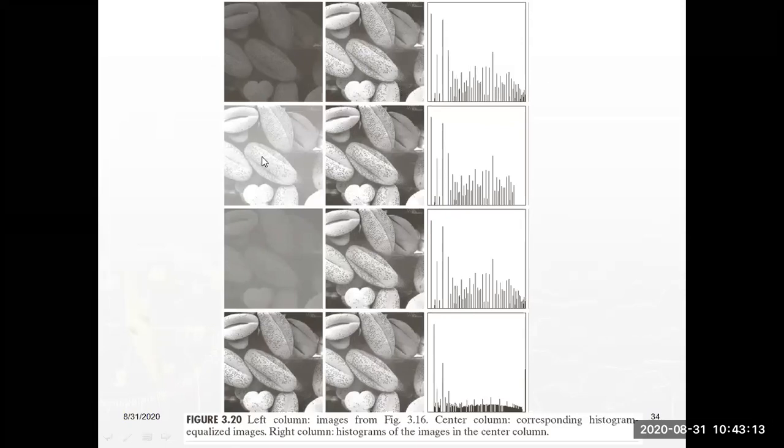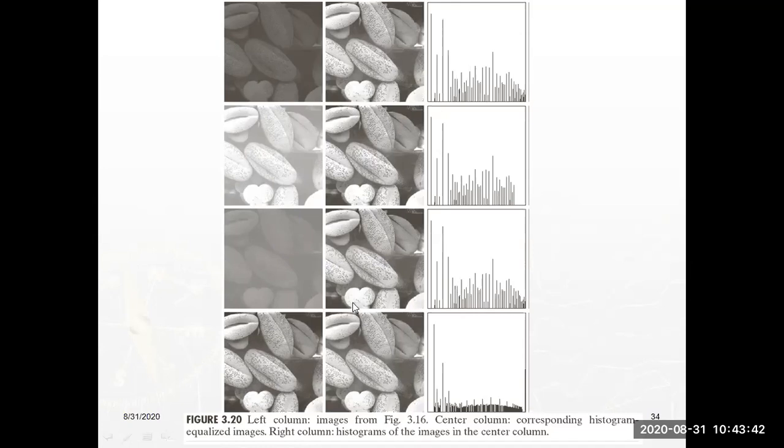Next, if you take the light image, after histogram equalization, what happens? It is definitely somewhat enhanced, and the histogram equalization will be like this. Next, if you take the low contrast image, after histogram equalization, the image will be like this, and the graph will be like this.